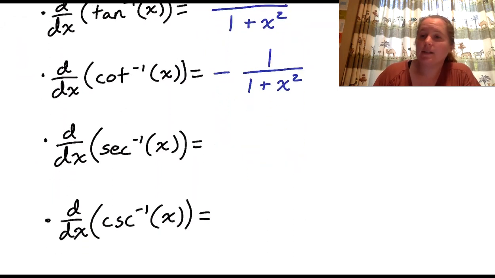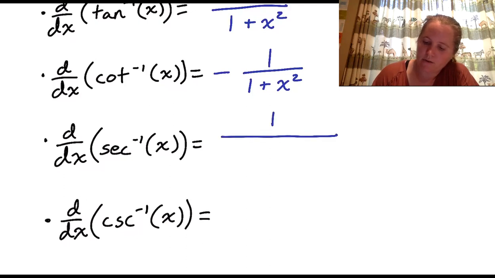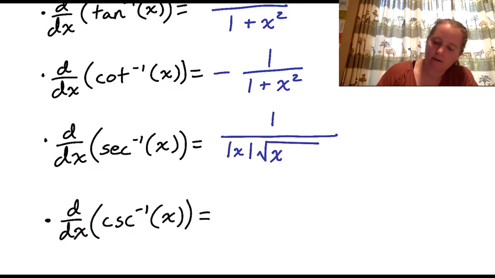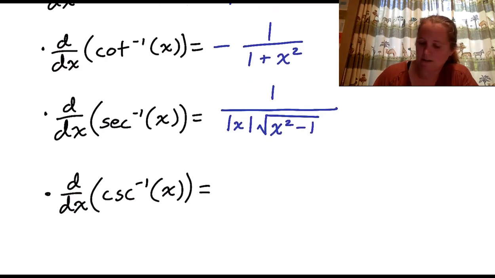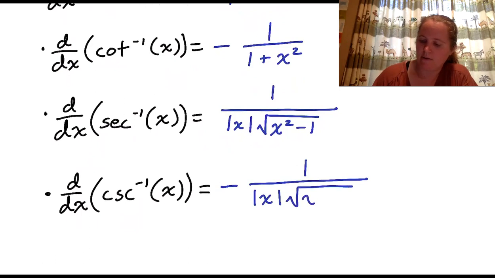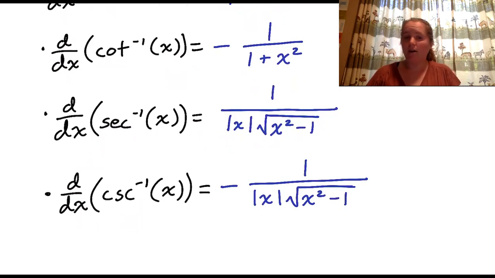The derivatives of secant inverse and cosecant inverse are a little more complicated. Secant inverse is 1 over the absolute value of x times the square root of x squared minus 1. And the derivative of cosecant inverse is negative 1 over the absolute value of x times the square root of x squared minus 1. Again, you could solve all of these essentially in the same fashion as how we did the derivative of sine inverse of x.